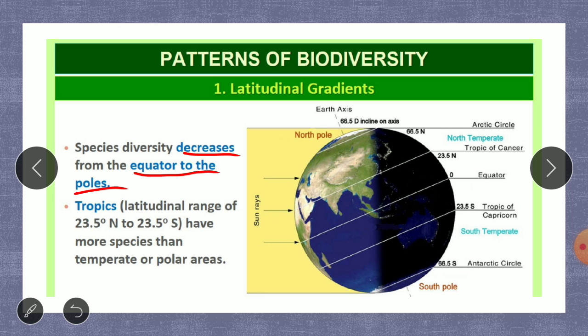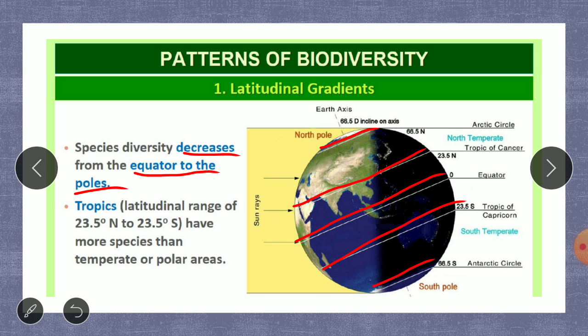At your school level, you must have studied the latitudes and the longitudes. Here, the longitudes are those imaginary lines drawn on Earth's axis that run from the North Pole to the South Pole in a longitudinal manner. Whereas latitudes are those lines which run around the Earth, in a transverse manner. These are called your latitudes.